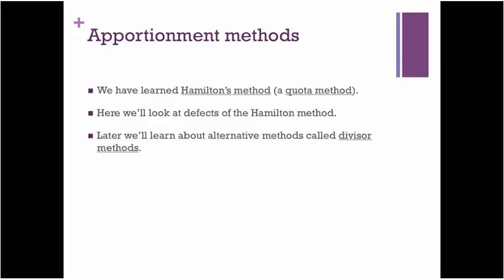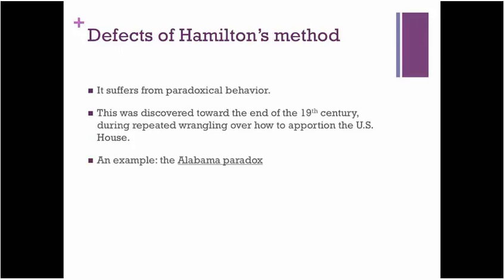I'm going to dwell at length on one of these defects of Hamilton's method, and then I'll mention rather briefly two others at the end. I could expand on the others as well, but I want to look at one in detail just to see some crazy paradoxical behavior. And the paradox that we're going to look at is what's called the Alabama paradox. It was discovered towards the end of the 19th century.